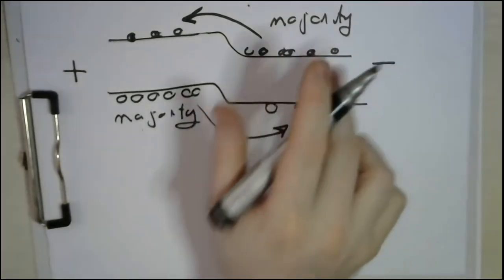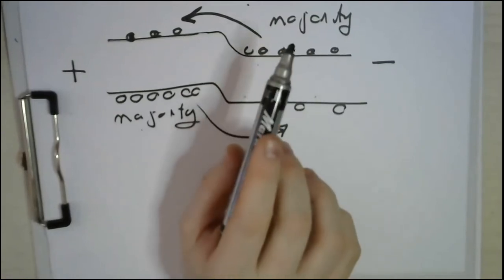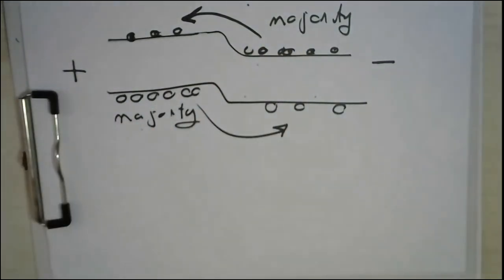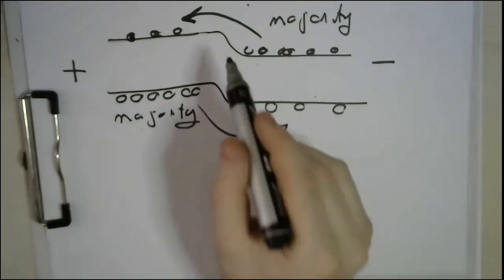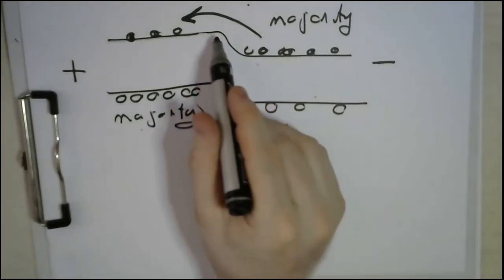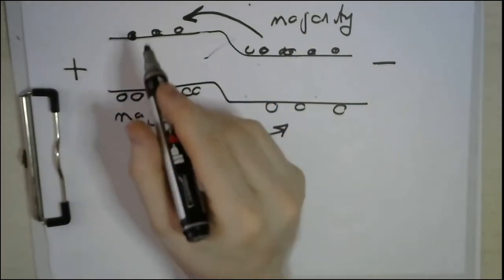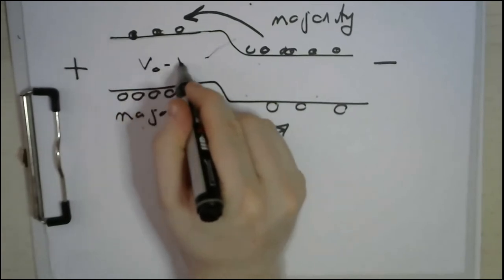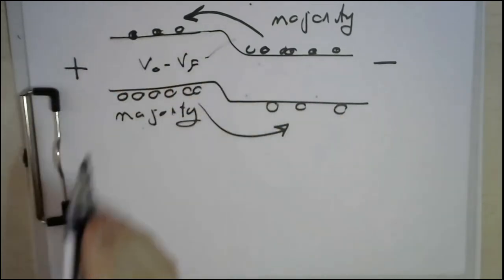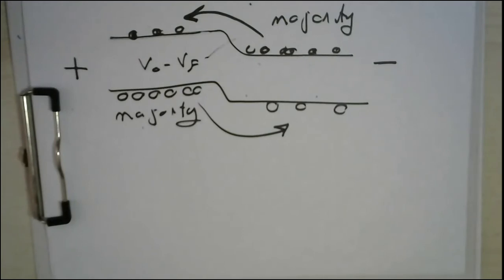So carriers will start to move from the majority to the minority. However, there is still a little barrier, which is V0 minus VF. So the flow of the electrons and the holes will not be significant, but there is a weak flow of electrons, let me say so. Okay, so if we would like to reflect this on the energy band diagram, how can we make it?